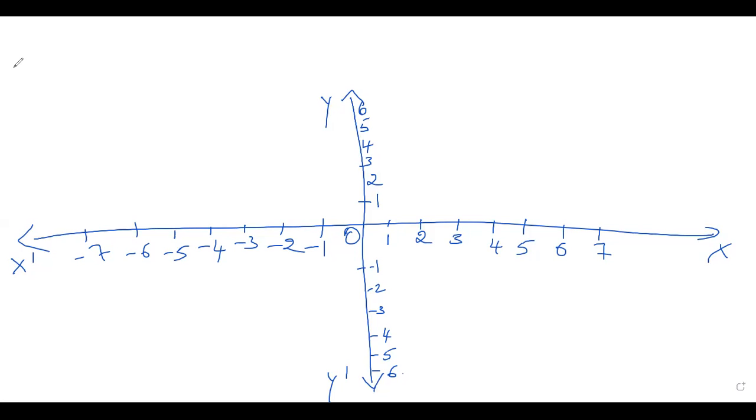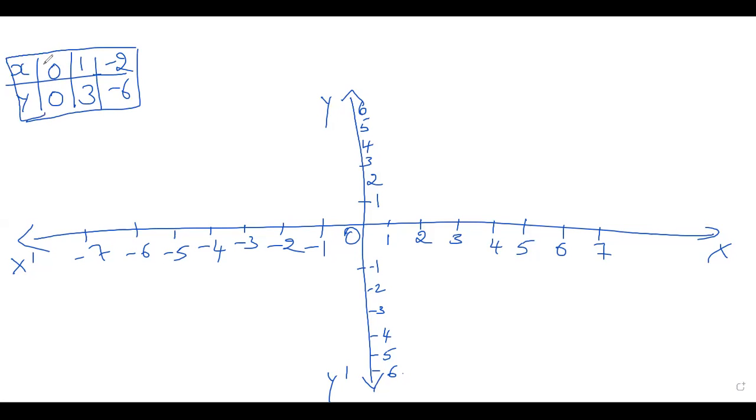I will write the table here, children, x and y. So when x is 0, y is also 0. When x is 1, y is 3. It is minus 2 and minus 6. Yes, start from 0. So x is 0, start from the origin, and y is also 0. So both are in the origin itself.